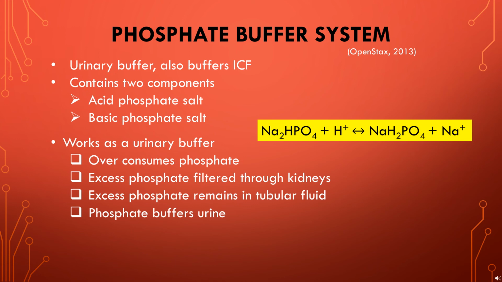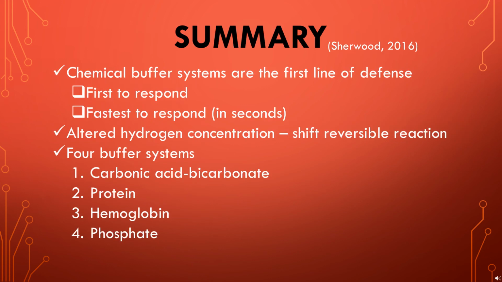None of the other body buffer systems that we originally talked about is present in the tubular fluid to buffer urine during its formation, so phosphates are very important urinary buffers. Almost all of the filtered bicarbonate and carbon dioxide are reabsorbed, whereas hemoglobin and plasma proteins are not really filtered. Those are the main chemical buffer systems discussed in our textbook.